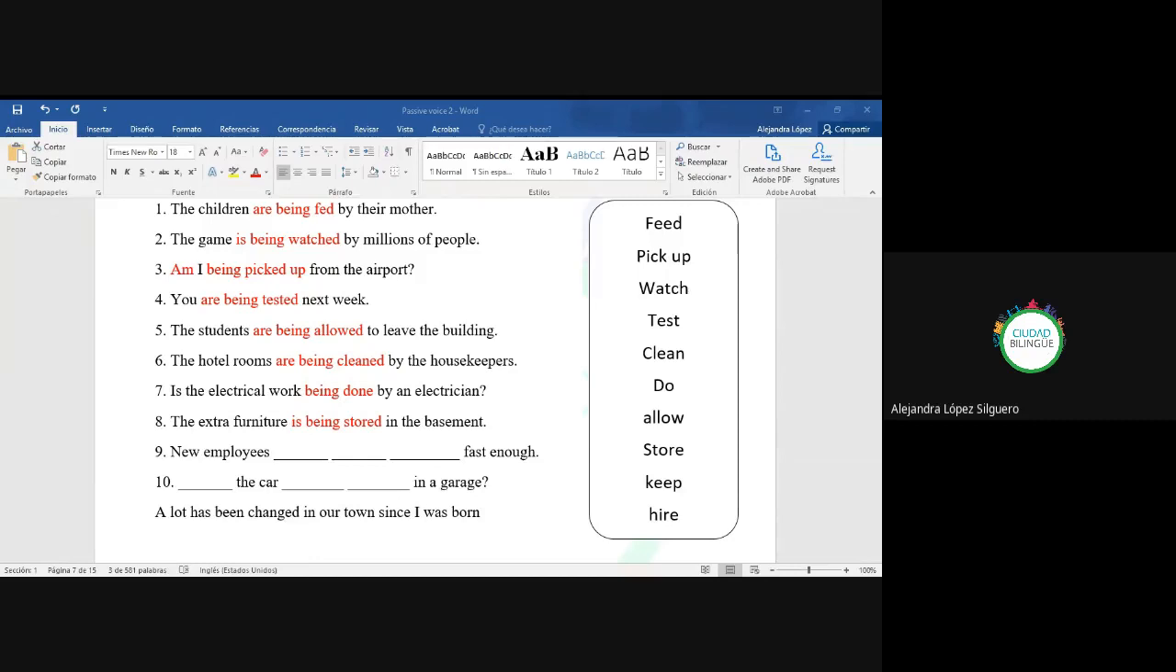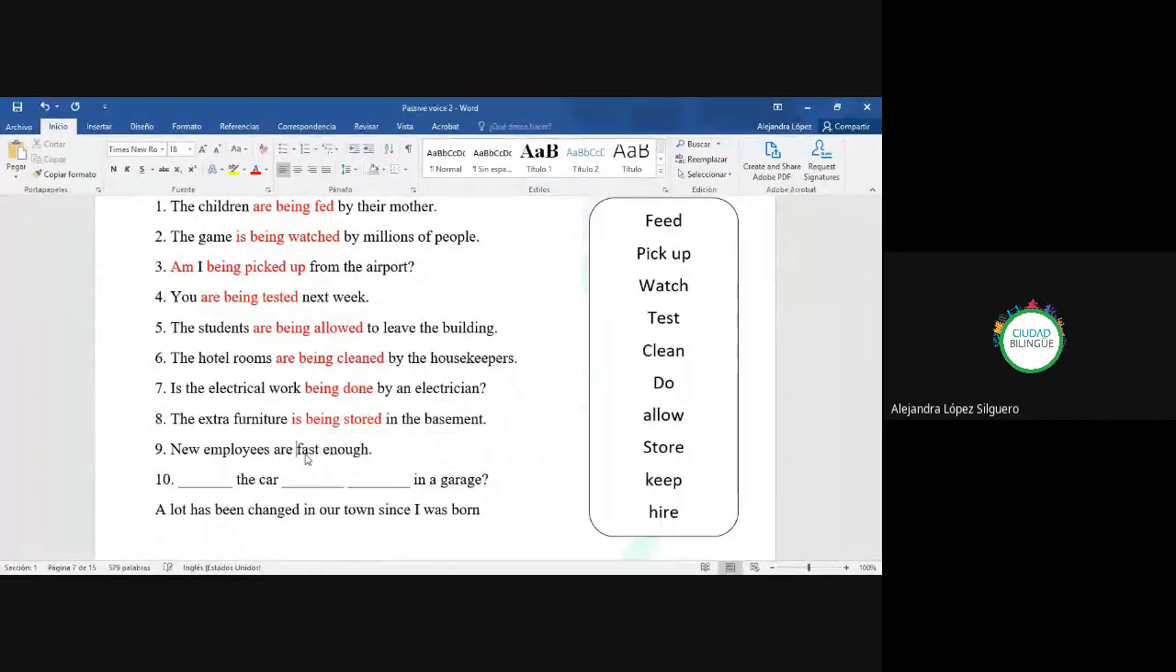Okay, new employees are being hired fast enough. Nuevos empleados están siendo contratados rápido, ¿cierto? Being hired.